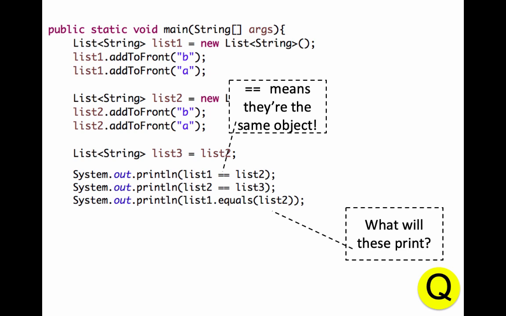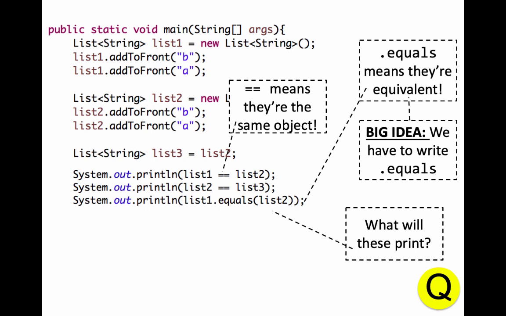And these two lists are made in the exact same way, and we think they should be equivalent. And the really big idea here is that we define what equivalent means, and we have to write dot equals to define what equivalence is. Equal equals is built in, but dot equals we have to write. That's similar to the callback we've seen of toString.